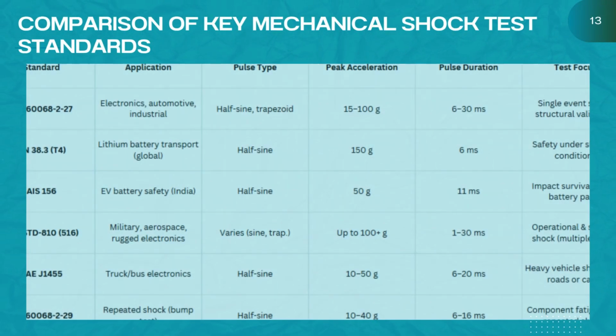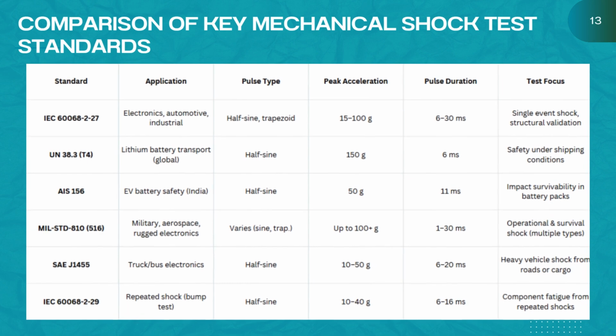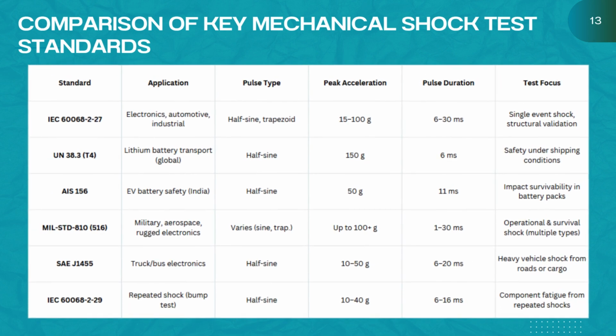Comparison of key mechanical shock test standards. Let's take a quick look at how the major mechanical shock test standards compare across different industries and use cases. IEC 60068-2-27 is one of the most widely used. It applies to electronics, automotive, and industrial products, focusing on single-event shocks like drops or impacts. The test uses half-sine or trapezoidal pulses, with acceleration ranging from 15 to 100 grams.